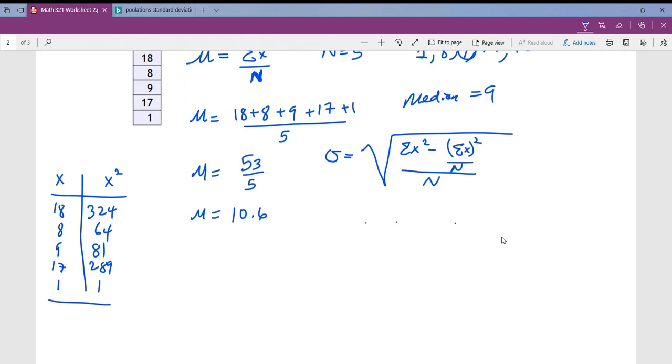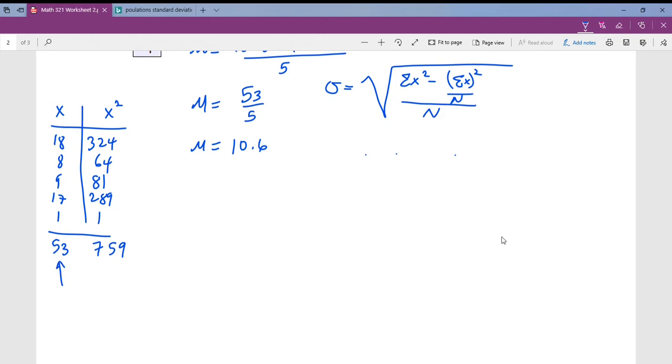Now I'm going to add the left side up, and that will give me my total for the x. And so our total is 53 here, and we'll add the total for the x squared column. And the total here is 759. This represents the total or the summation of x. This represents the summation of x squared, or the total of all the x squareds.